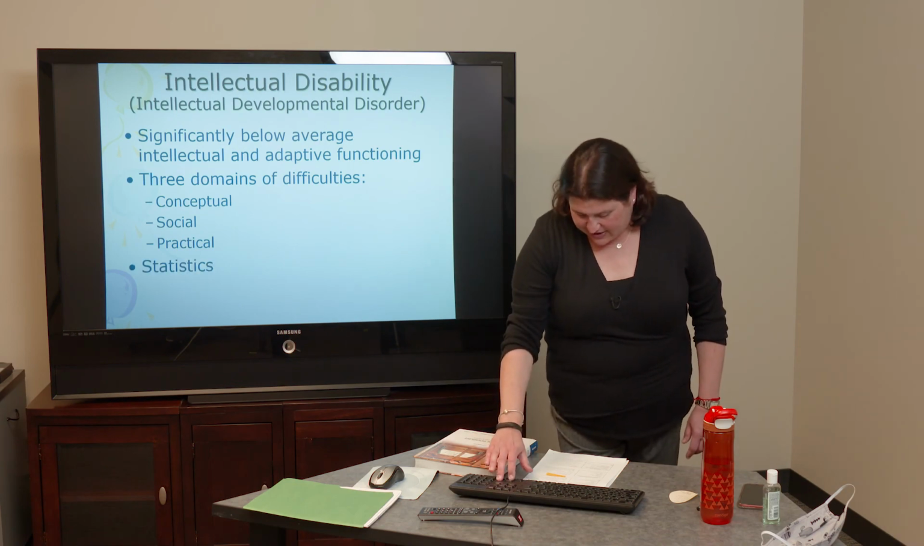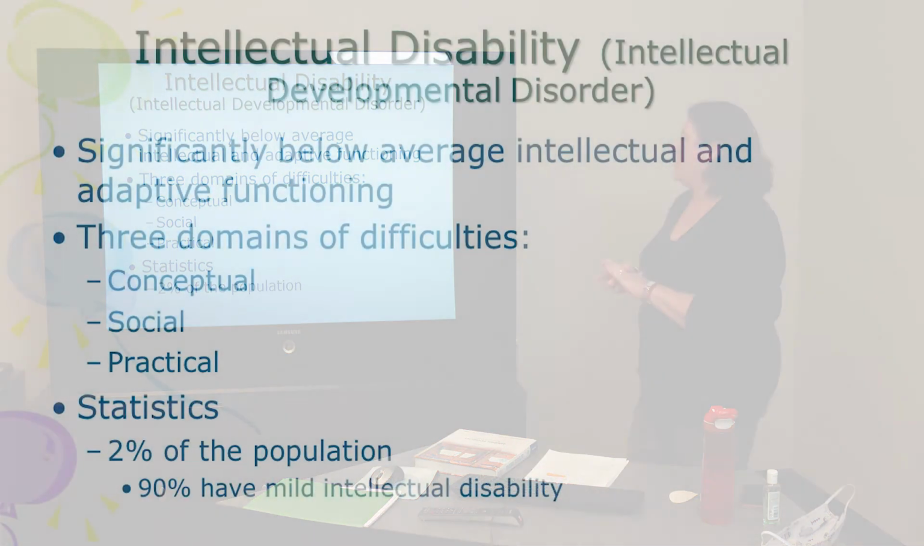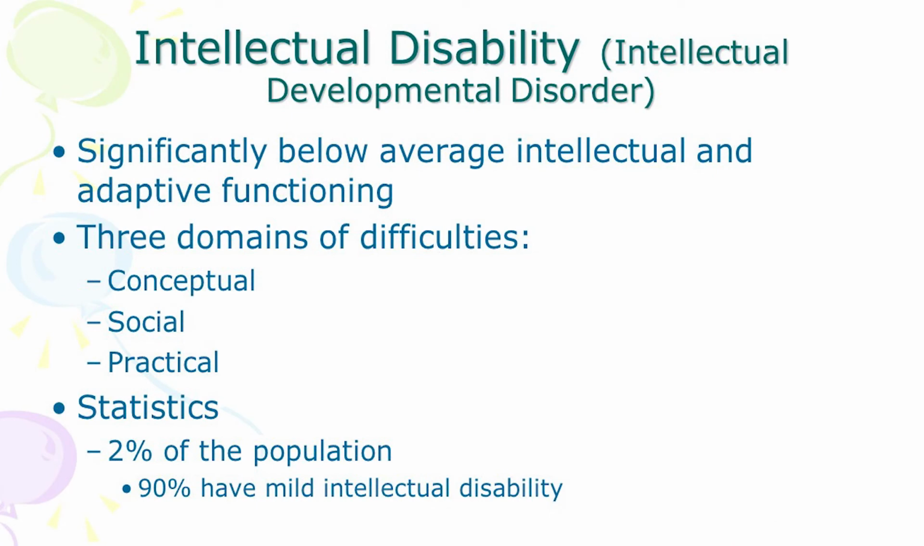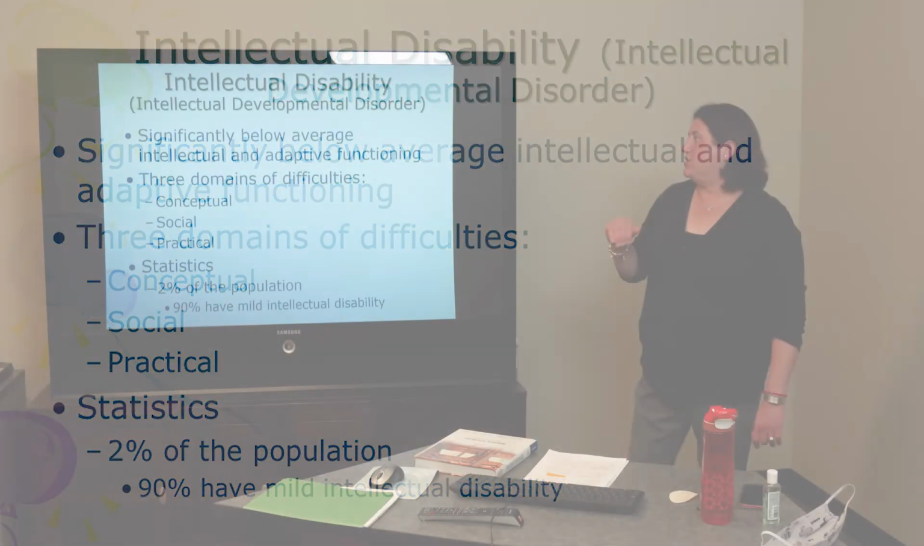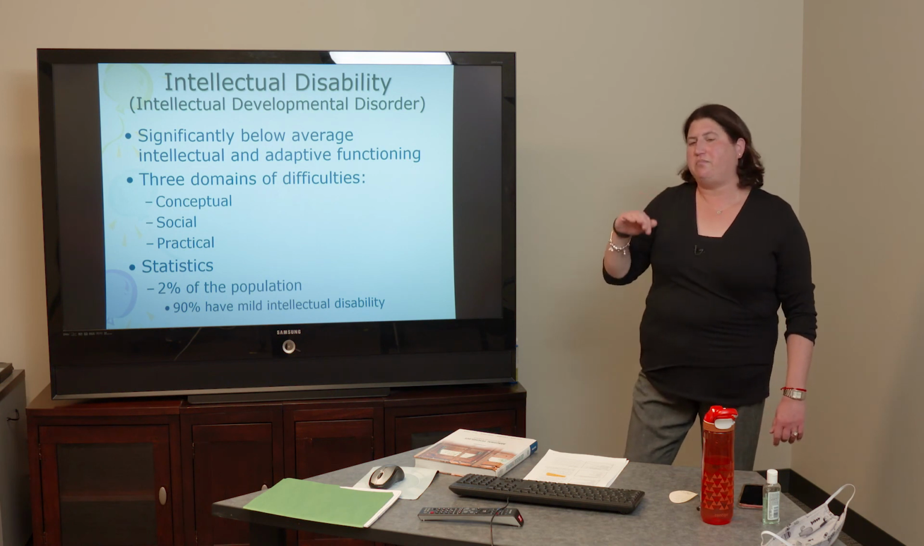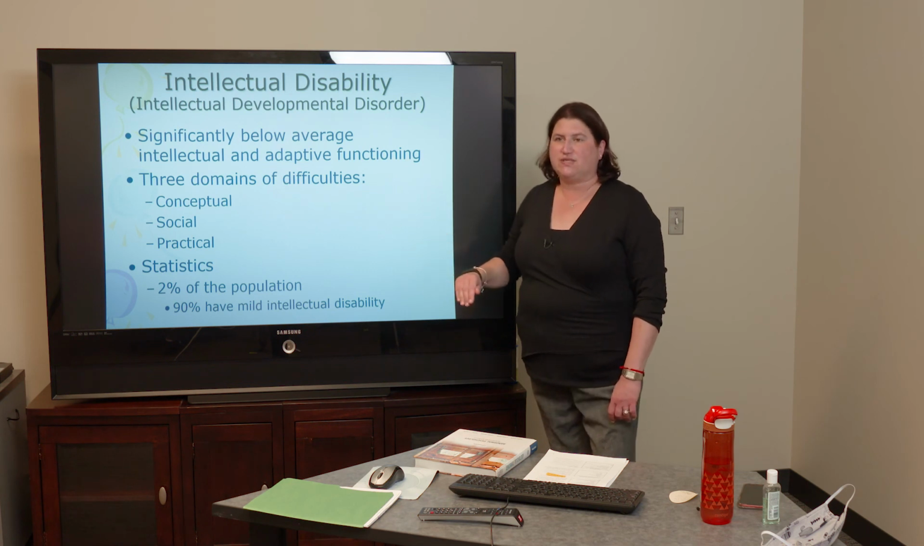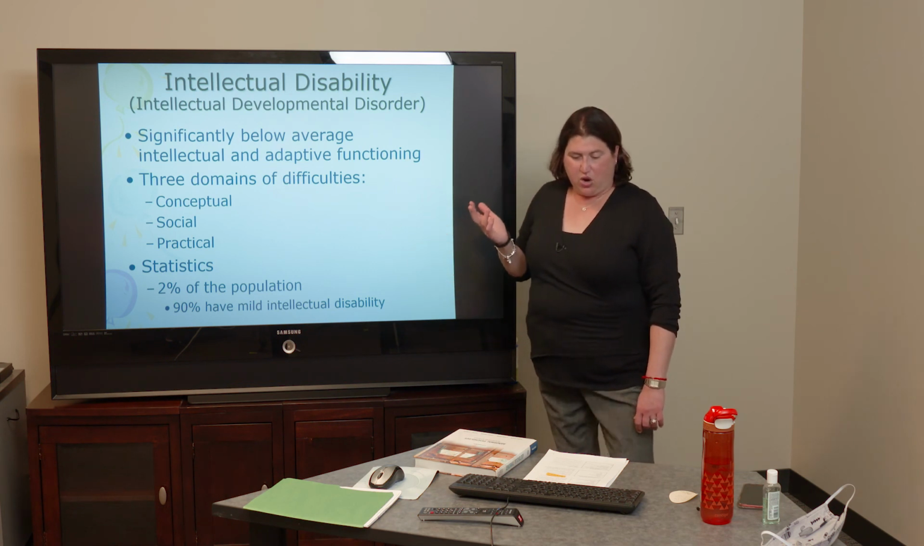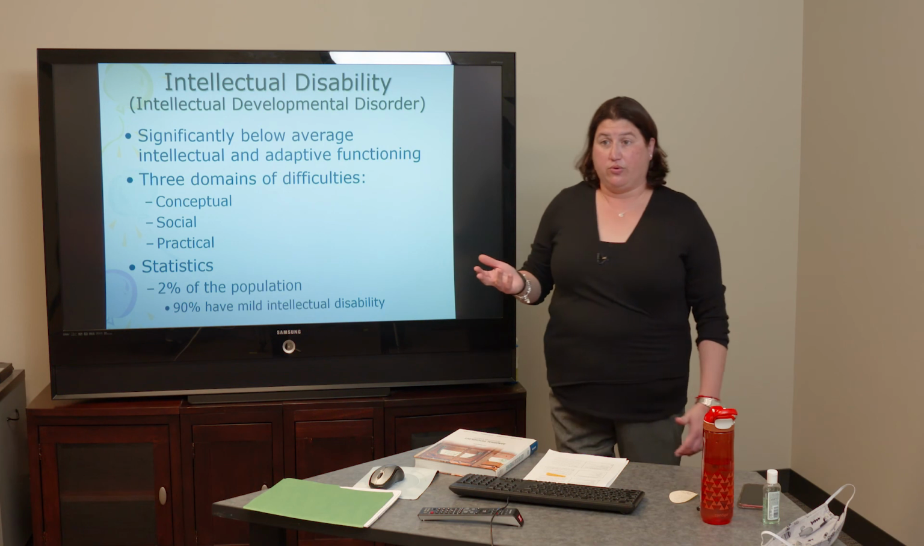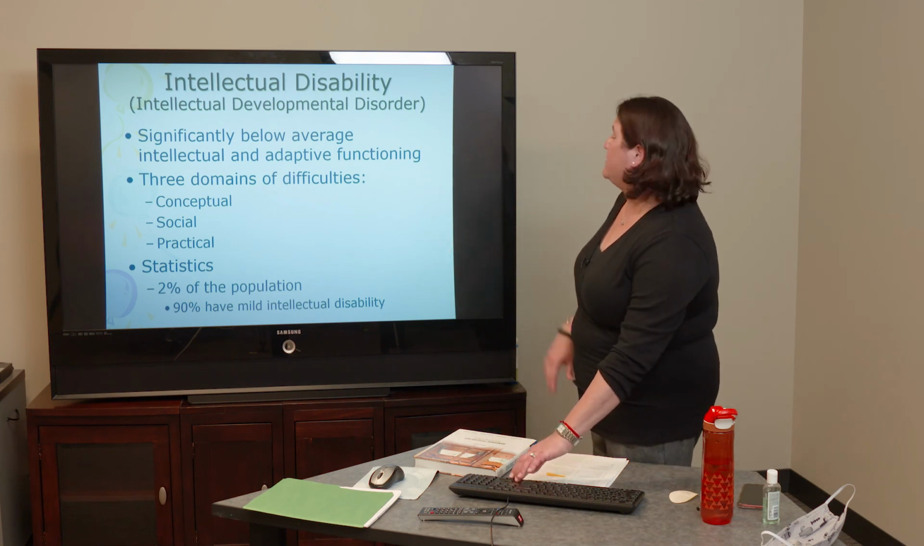In terms of statistics, about 2% of the population will meet the criteria for intellectual disability. So again, we're not talking about a huge proportion, and 90% have what's considered mild intellectual disability. So the vast majority of people who have intellectual disability have a mild form of the disorder, which means they might need some supports, but they are likely to be okay on their own, have some degree of independence.